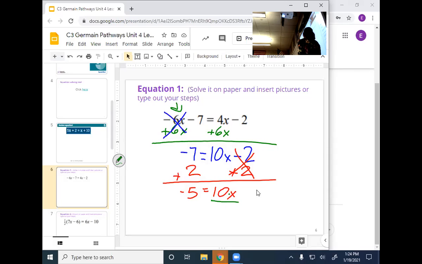So we're gonna have to divide by 10 to get the x by itself because it cancels. Divide by 10. I'm gonna get an x is equal to how much?